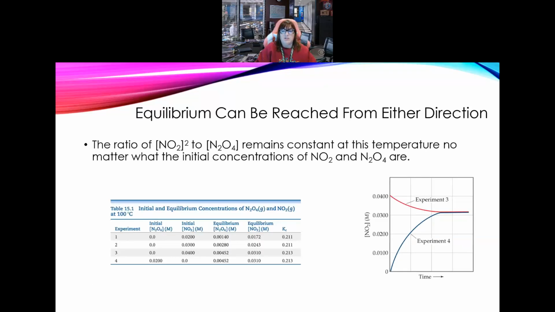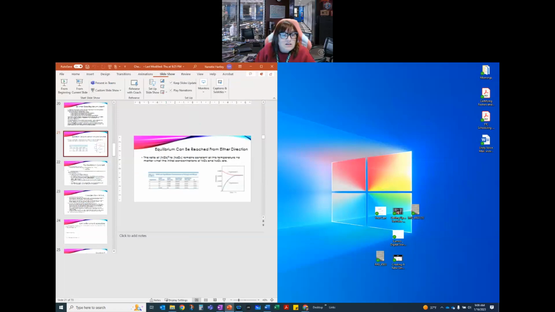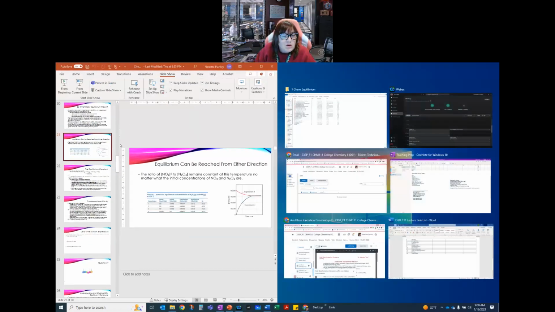Now, equilibrium can be reached from either direction. What I mean by that, I have a reaction, and I'm going to share something else. Move this over. I apologize. I should have set this up this way before.